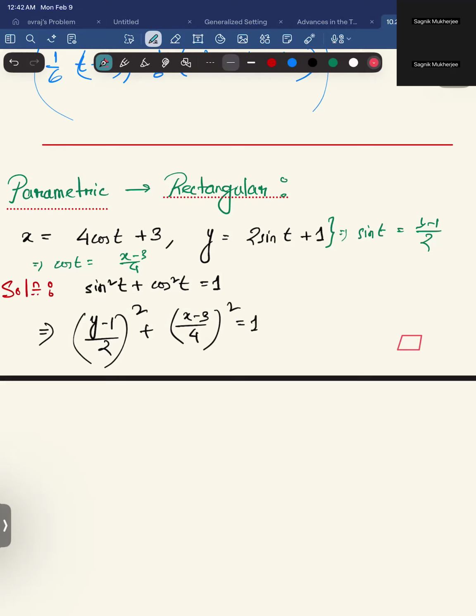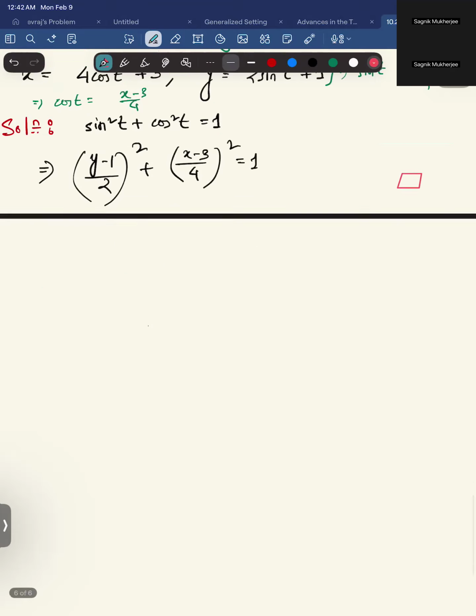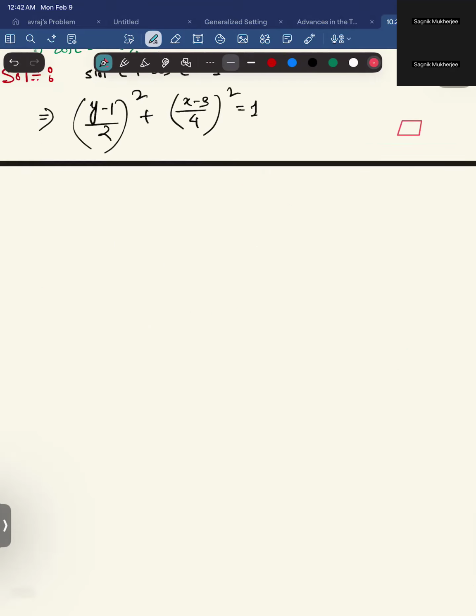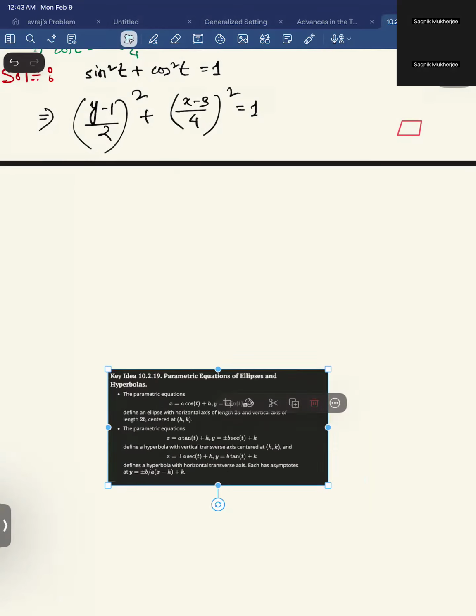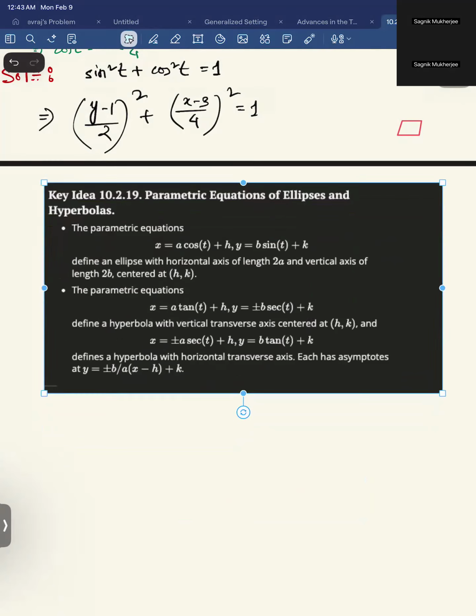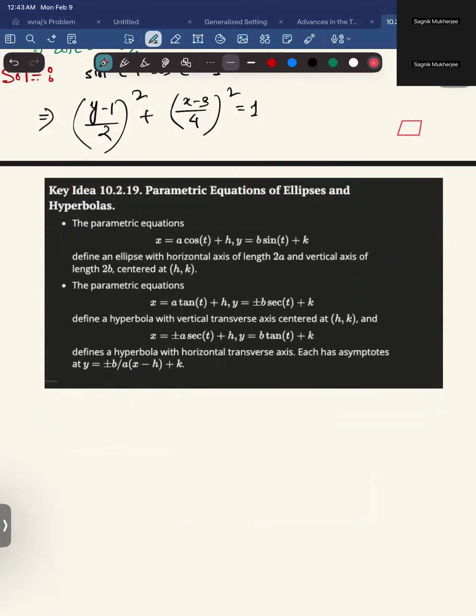So that's the fact. Okay, also you have to remember some of the well-known parametric equations. For example, the parametric equation of an ellipse and the parametric equation of a hyperbola and so on. So let me give you that formula over here. And there are also some special curves for parametric equations.